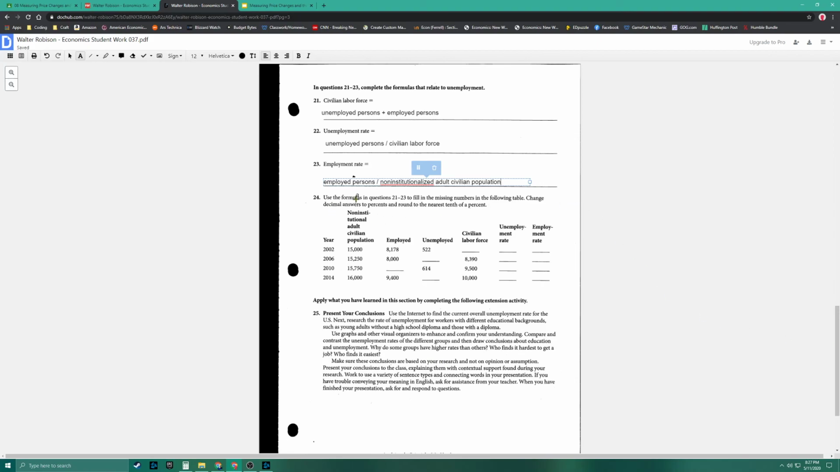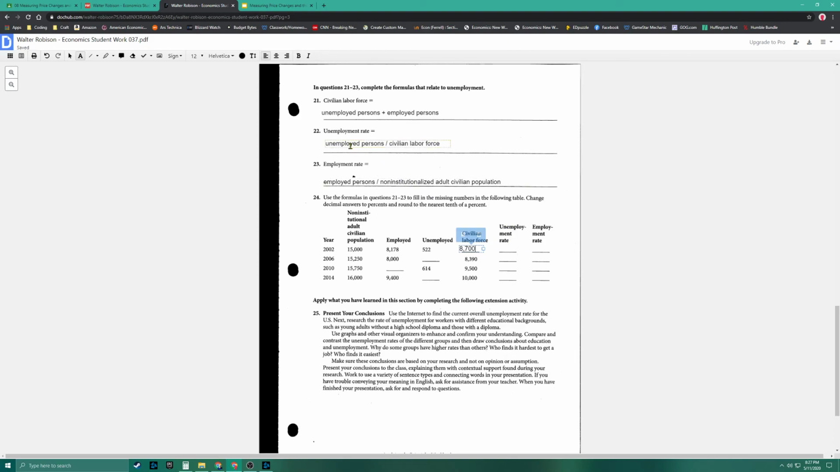Now you want to use the formulas in questions up here, 21 through 23, to fill out the missing numbers in the following table. So you have information here, and you need to use that information to figure out what the answers are. For example, this wants to know what the civilian labor force is. So here we go. We take the unemployed persons and the employed. So we take 8,178, add 522, and we get 8,700.